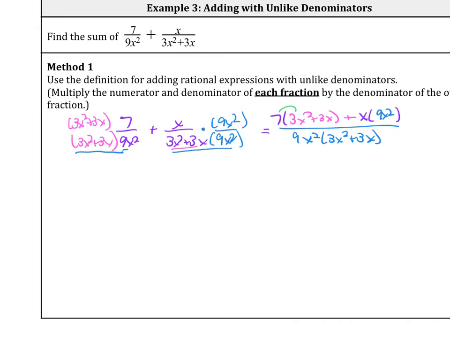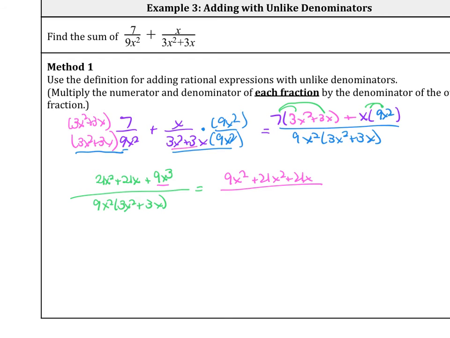So now we have to distribute the top. This becomes 21x squared plus 21x. And then 9x squared times x, that's 9x cubed. All over 9x squared times 3x squared plus 3x. So let's rewrite this. Our 9x cubed should be first, so this should be 9x cubed plus 21x squared plus 21x. Now we're going to have to start to factor this, okay? So this is all grouped together.